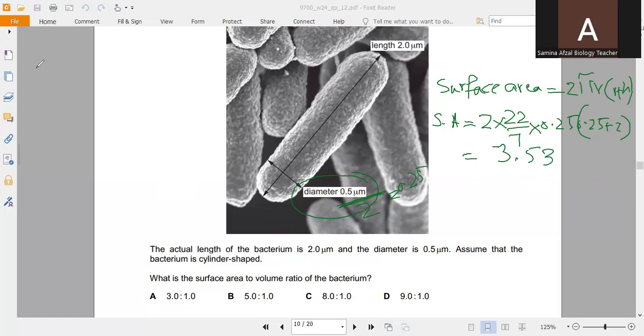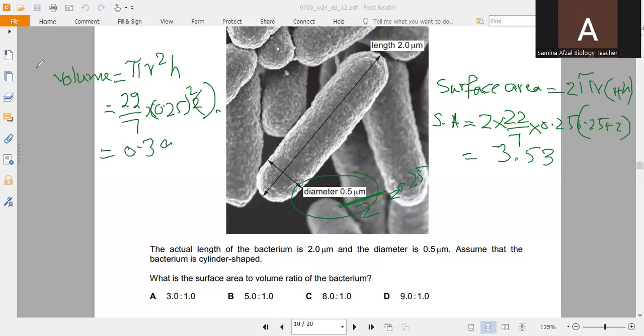Now I'm going to find out the volume. Volume is equal to pi r square h. So pi 22 by 7, r is 0.25 squared, h is 2. After calculation, I have got 0.39.